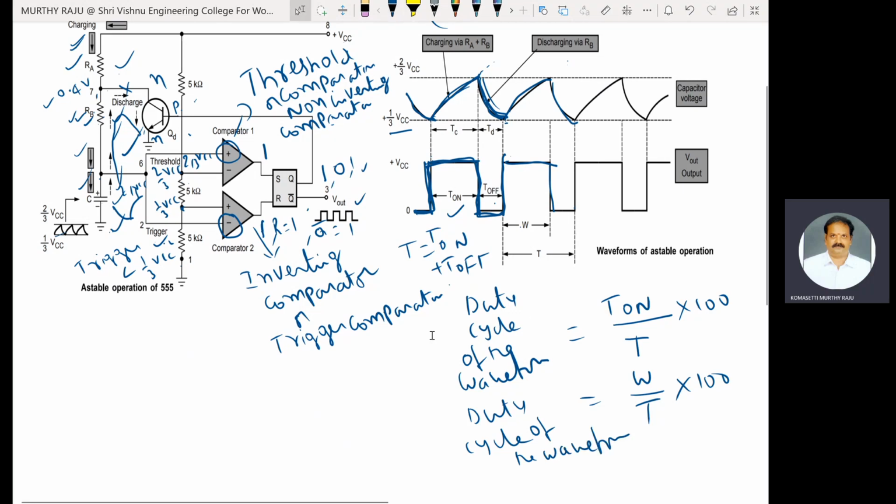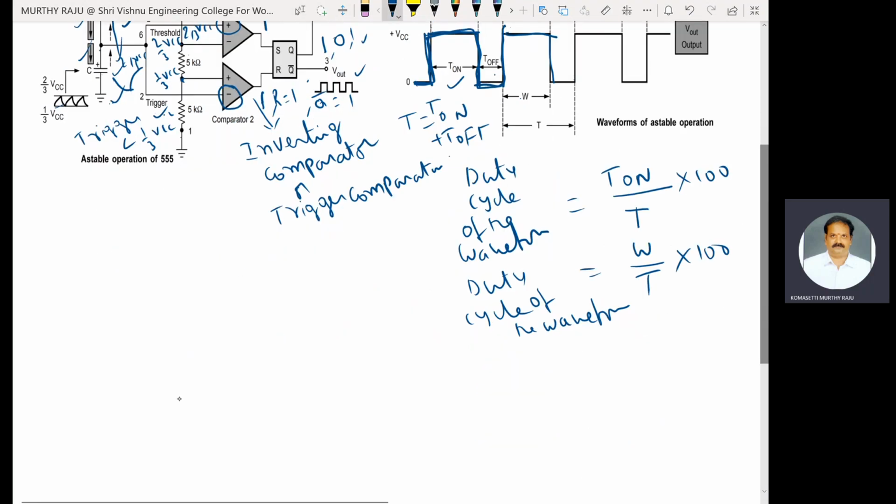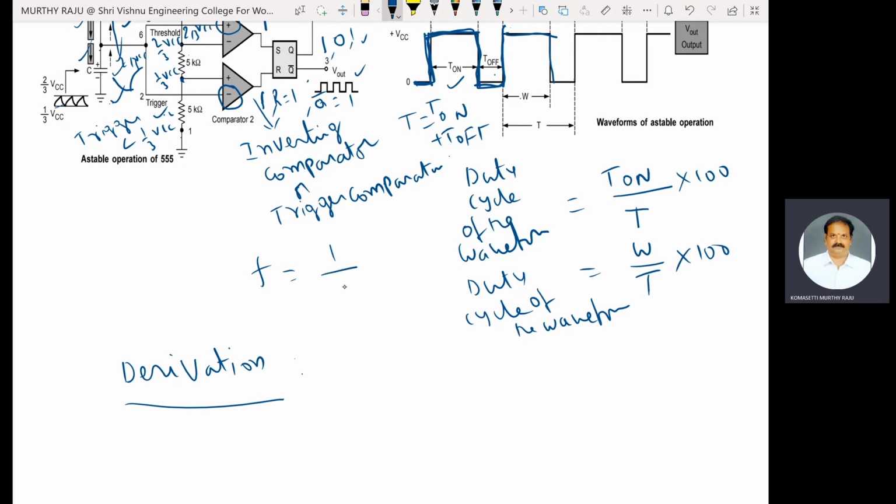Now the derivation. Duty cycle derivation. Here, F is equal to 1 by T.